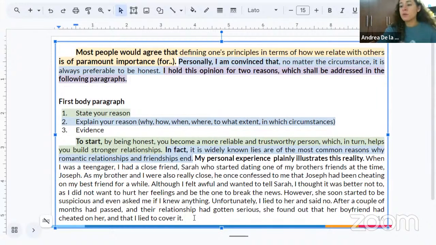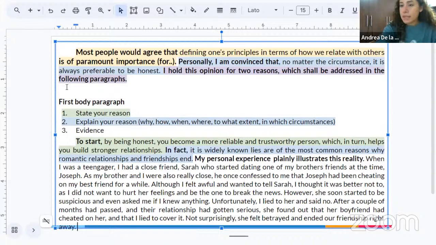And finally, we have to reflect a little bit. Well, we have to come to the resolution of the story. Obviously, it has to be related to this relationships ending. So I'm gonna say, not surprisingly, she felt betrayed and ended our friendship right away.